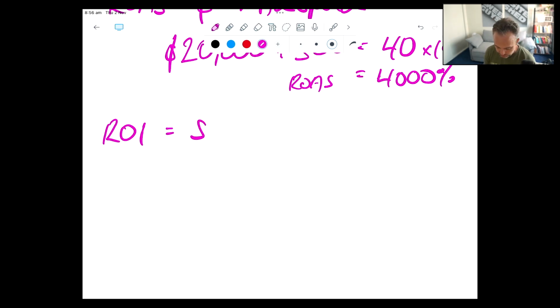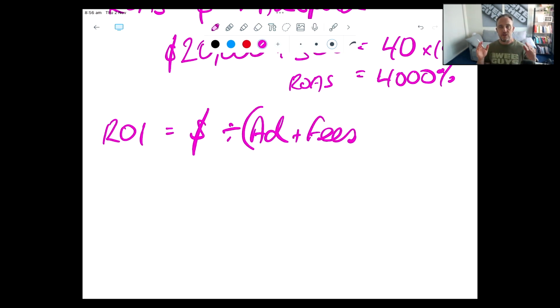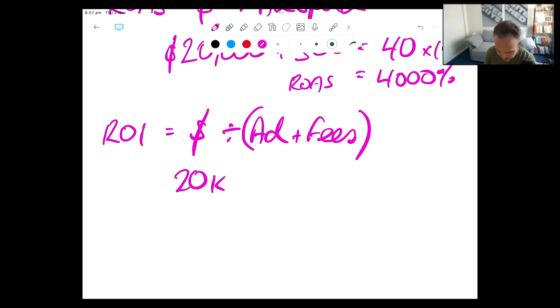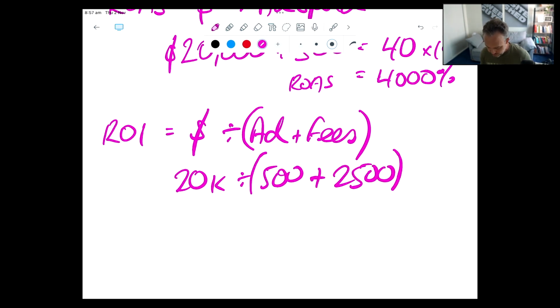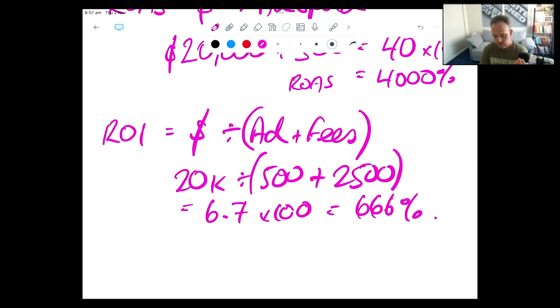Now ROI is your return on investment, right? So that is your cash collected divided by ad spend plus your costs or fees, right? And you would normally correlate that ROI directly to the marketing side of things. So for example, your ad spend plus whatever your marketing agency's fees might be, right? So again, we'll use the same example, 20K divided by, let's say, 500 plus 2,500. So that's 3K. So in that example, your ad spend's $500 and your campaign management fee or whatever it might be, say $2,500. Then your return on that investment is 666%, right?